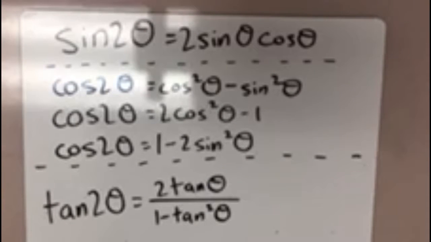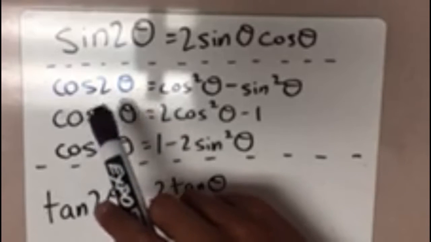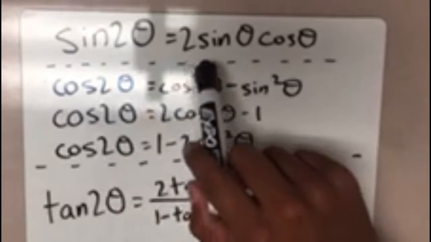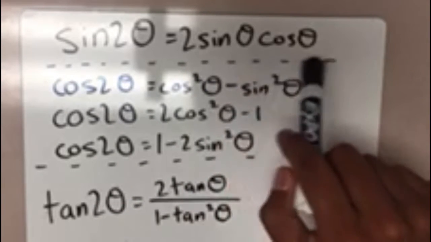Chapter 7.4 Double Angle Identities. In this chapter, we'll be learning about the double angle identities for the sine, cosine, and tangent functions. So, let's go on to the double angle identity for the sine function. It is sine 2 theta equals 2 sine theta cosine theta.